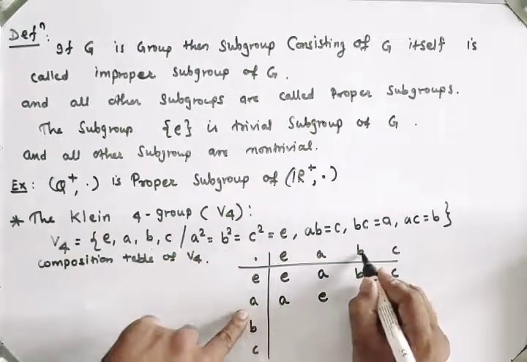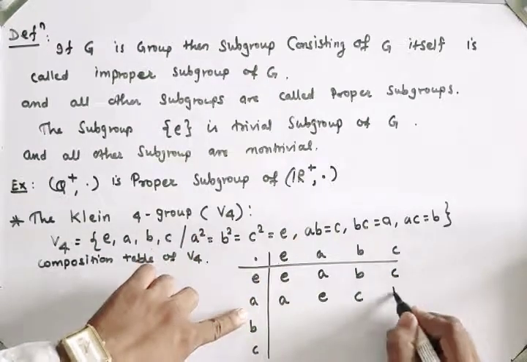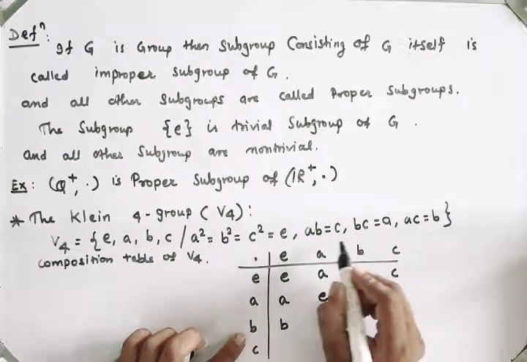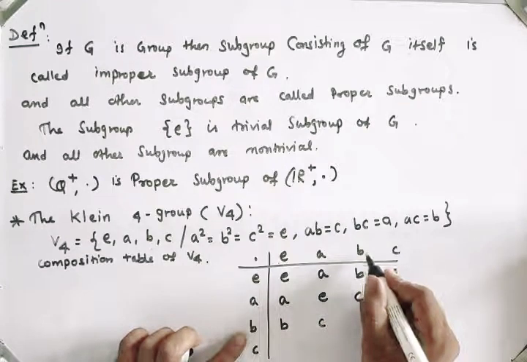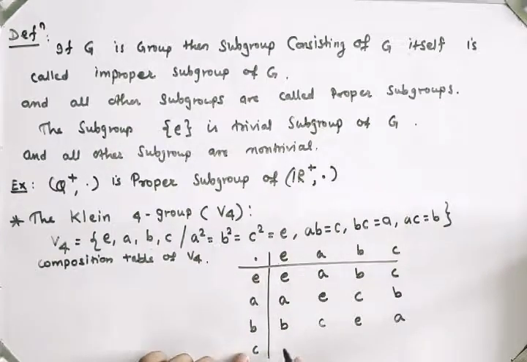Next, A into B is the third element, so A into B is equal to C. A into C is B. B into identity is B, B into A is C, B into B is B square, and B square is identity. B into C is equal to A. C into E is C, C into A is B, C into B is A, C into C is C square, again identity. So this is the composition table of Klein 4 group.